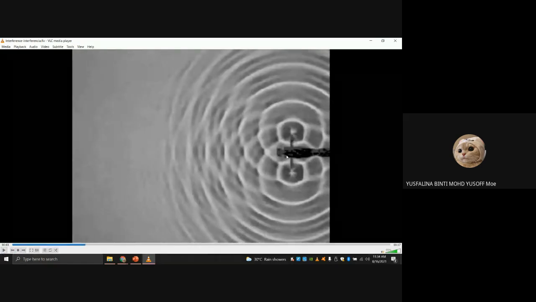So actually we do this experiment in the ripple tank. There are two sources here vibrating, dipping in the water at the same frequency. Here you can see the bright, right? Remember the bright one is actually the crest, and the dark one is actually the trough. Here they meet, you see here, the bright point.